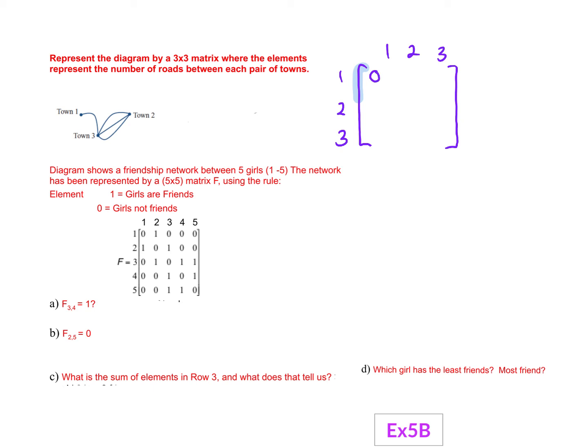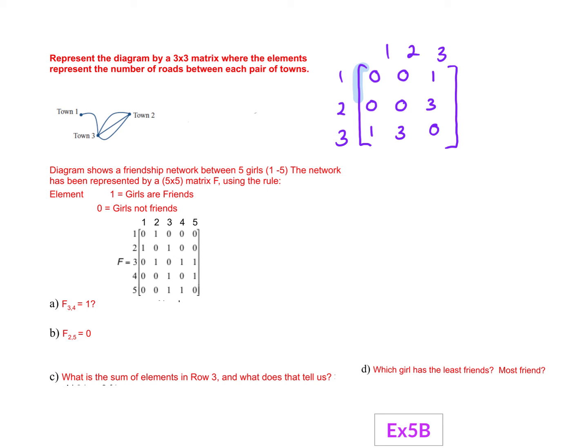What about between town 1 and town 2? Is there a direct path or road? No. What about town 1 and 3? Yes. Okay. 2 and 1? No. 2 and 2, there's no loopy one, is there? No. Now, how many paths, or roads, are there between 3 and 2, or 2 and 3? There's 3, isn't there? So here, there's 1 between that, there's 3, and there's 0. So you just got to be careful, read the question of what they're asking. So this one we had to count up how many roads there were.